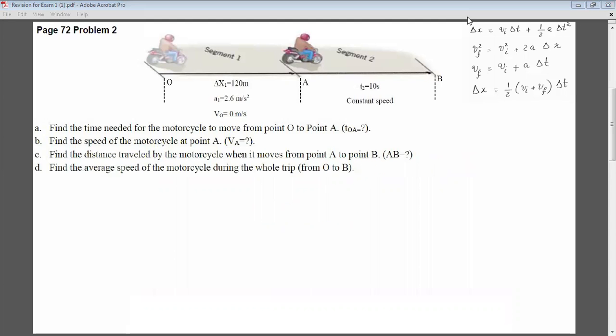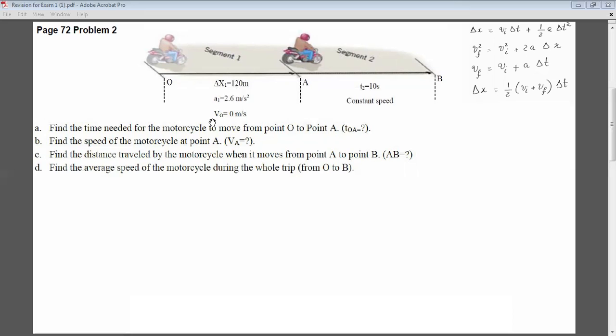We will do it together here. So there is a motorcycle that starts from rest. This V initial is equal to 0. I put all the information on the drawing. Actually, this exercise is on page 72 in your booklet. Okay, page 72, problem number 2. You can read the proper problem, but we put all the information on the drawing.